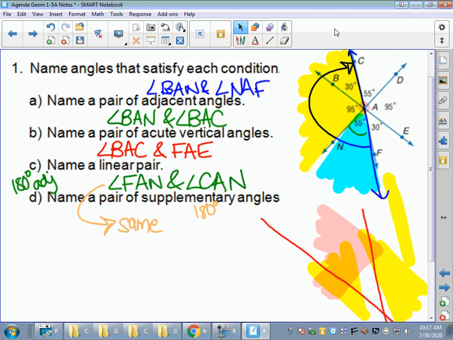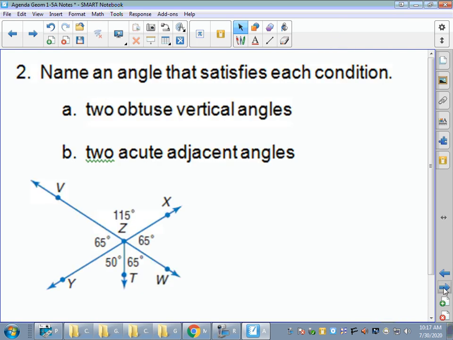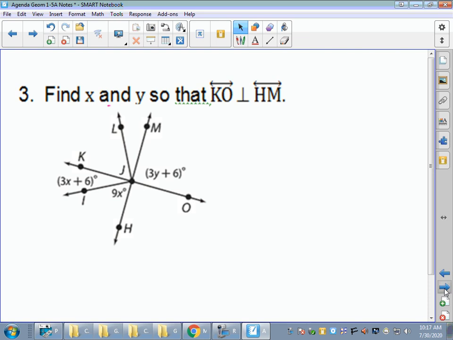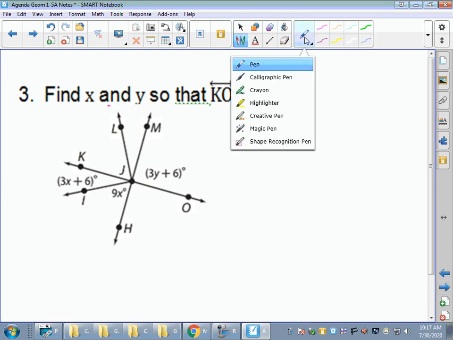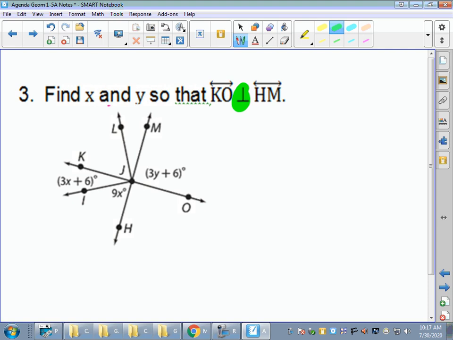There's a lot going on in this section because there's 6 different things that we talked about. All right, let's see. I think we're good with acute and obtuse. Let's talk about problem 3. Find x and y so that line KO is perpendicular to line HM. Hopefully you recognize this is perpendicular, which means a 90-degree angle. So in other words, they're giving you some trick information in here that you may not have seen coming.